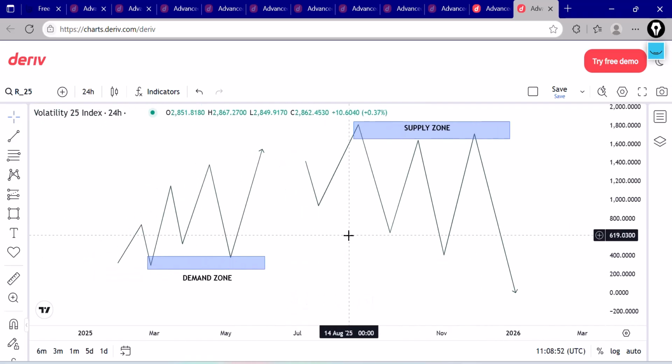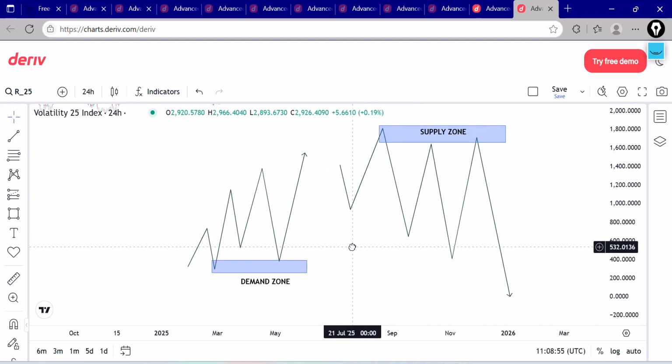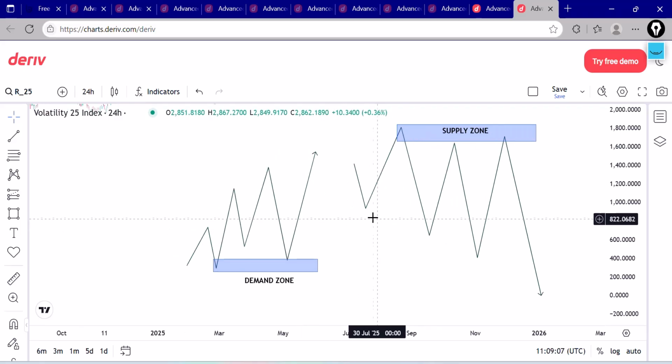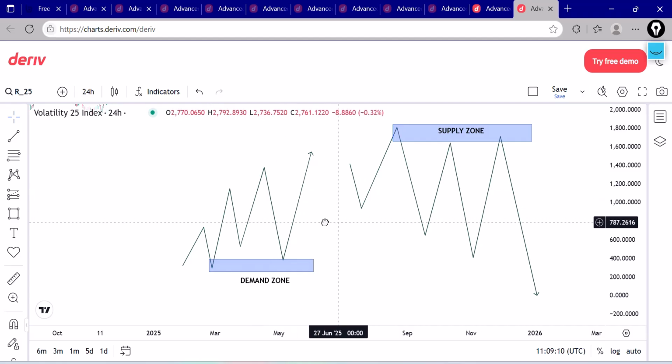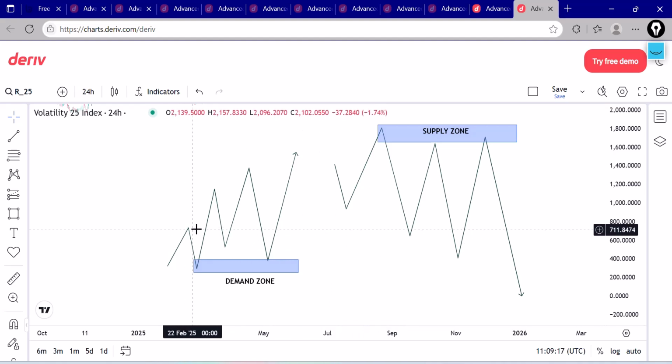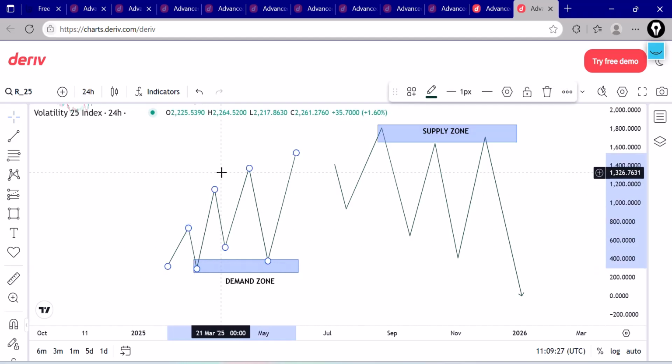Okay, so how do we identify a valid supply and demand zone? There are things we look out for, for us to say this demand zone is valid, or this supply zone is a valid one. So what are the things we look out for? Number one, we look out for a break of structure. Of course, there's going to be an impulsive move.